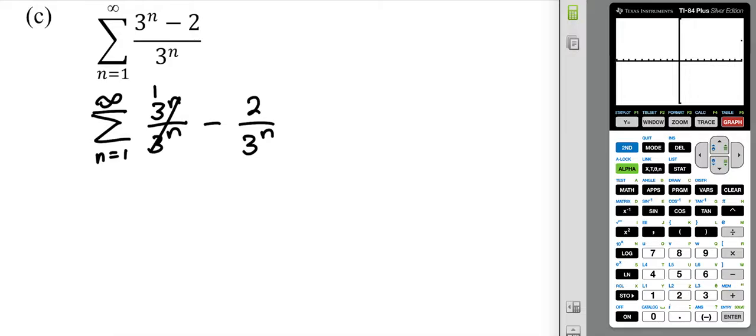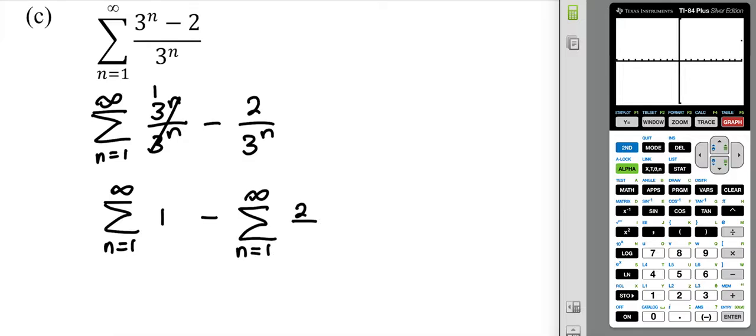Now the sum of a sum. All right, so this is weird. The sum of a sum is equal to the sum of the sums. So basically it's saying that I can find the sum of each of these two elements or arguments individually. So it's the sum of 1 minus the sum of 2/3 raised to the nth power.